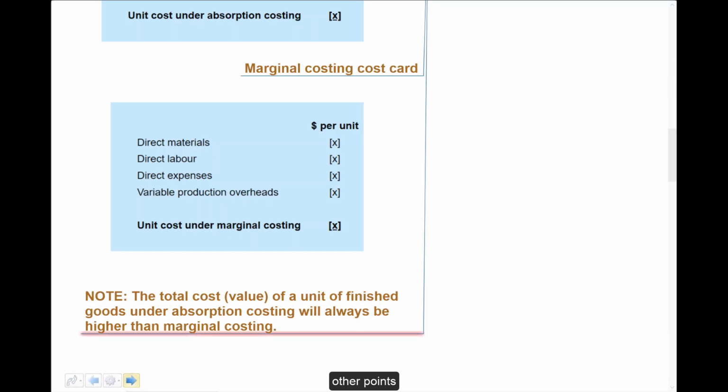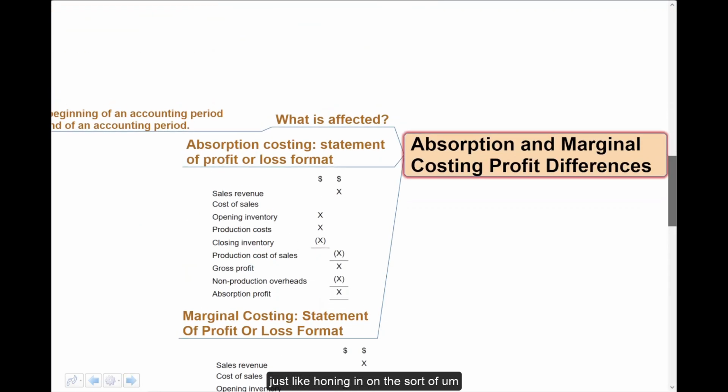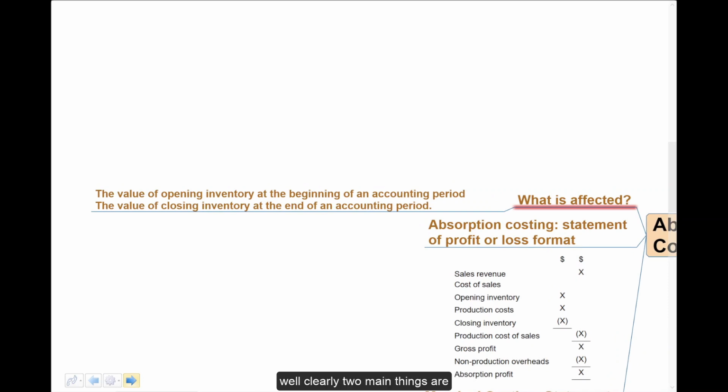Now, a couple of other points here that are relevant in terms of honing in on the profit differences. So, bottom line is, what's affected? Well, clearly two main things are affected by the choice between these two methods. The opening inventory must be affected, because last year we valued using, let's say, absorption costing or marginal costing, and over and above that, the closing inventory must be affected. So those two things have to be affected by the choice, absolutely.